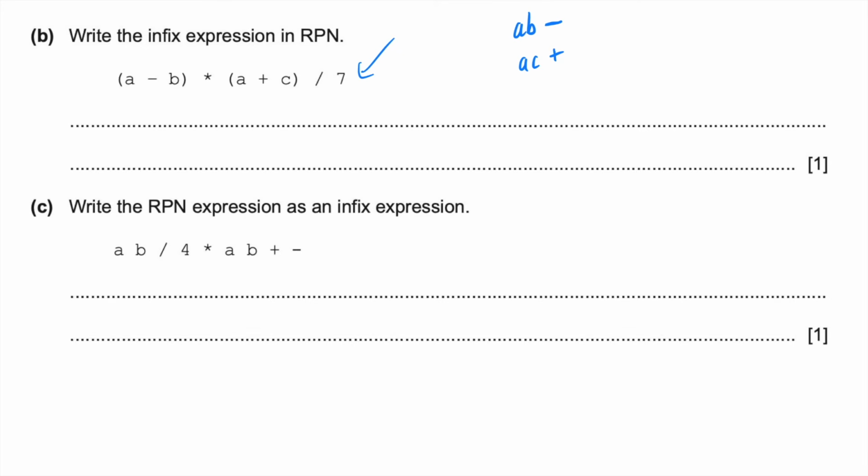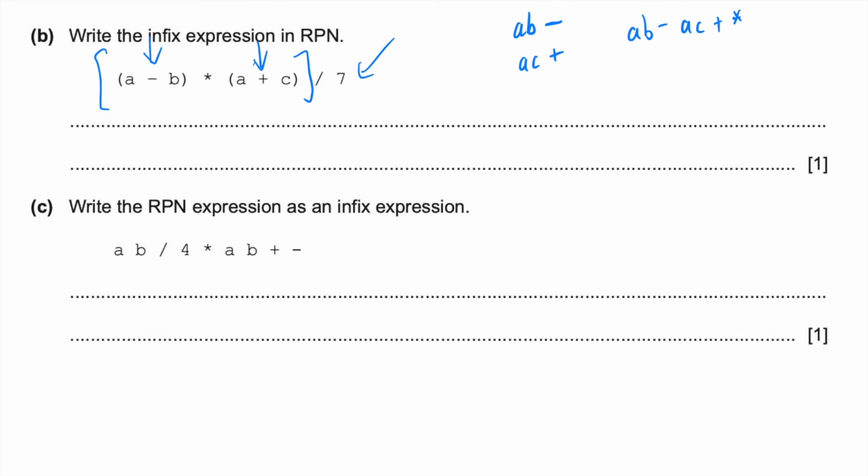So we have AB minus for this expression. We have AC plus for this expression right here. And I'm going to go ahead and put those together. AB minus, AC plus. And then we're actually just multiplying those by each other. So there's that, and then we can just write a little multiplication sign right here. And then once we've done that, the next value we're going to have is 7. So we've dealt with everything right in here.